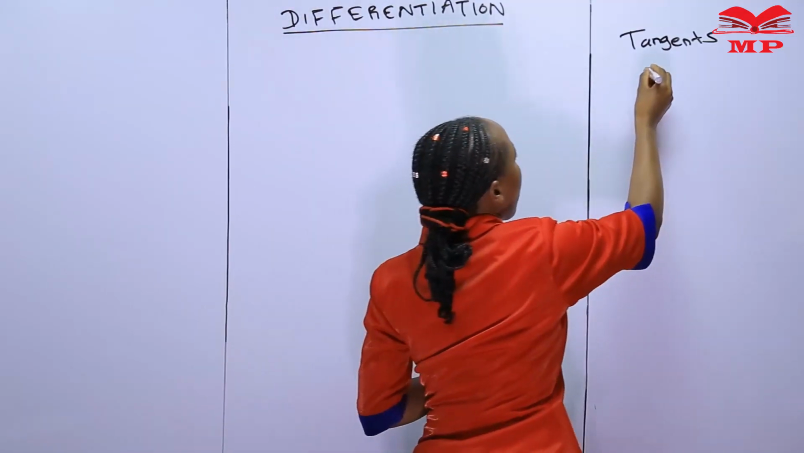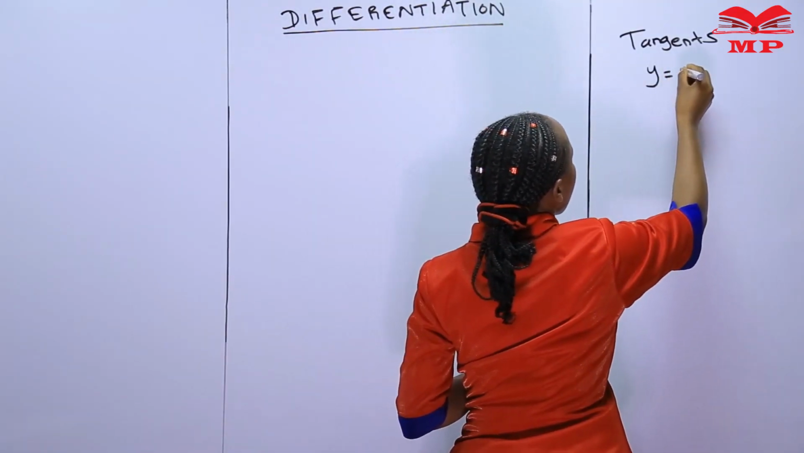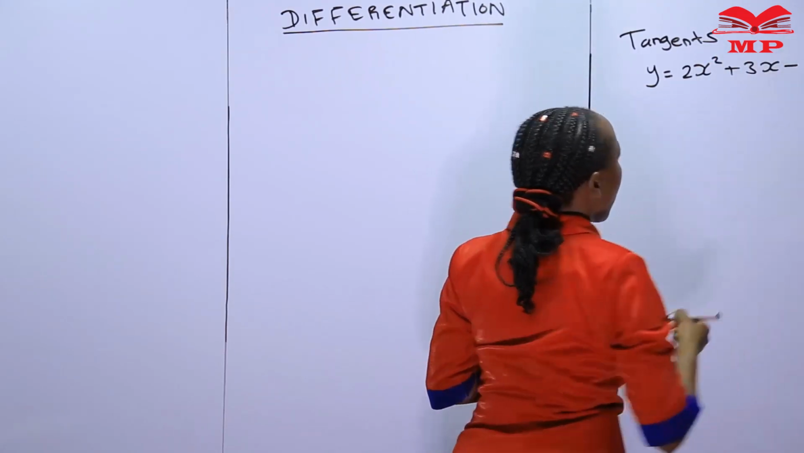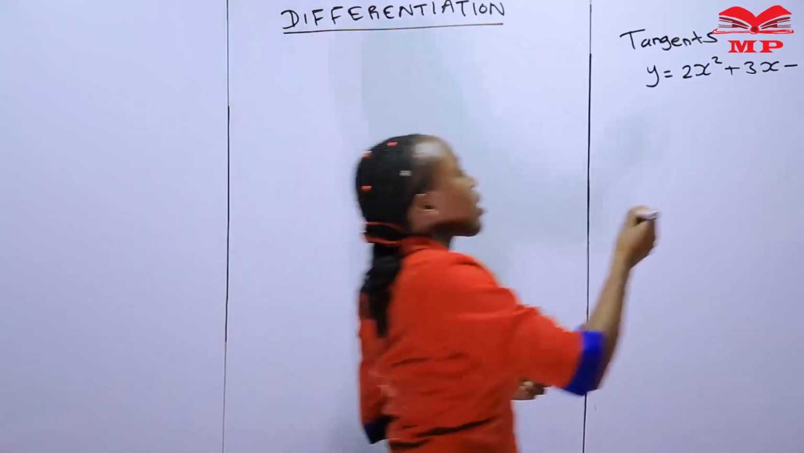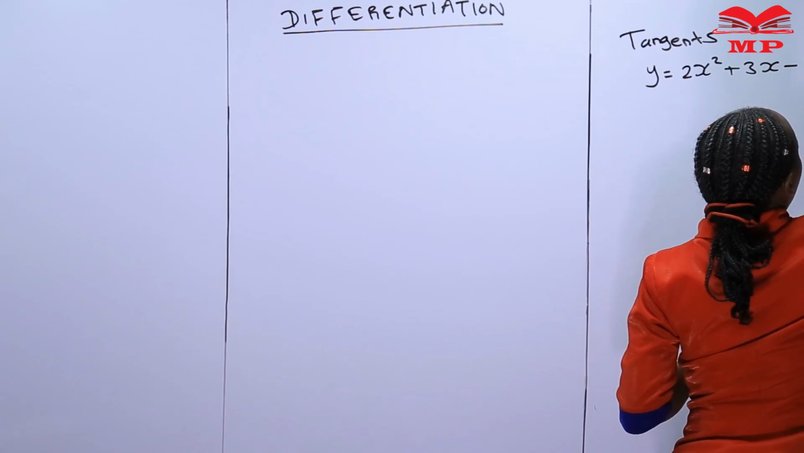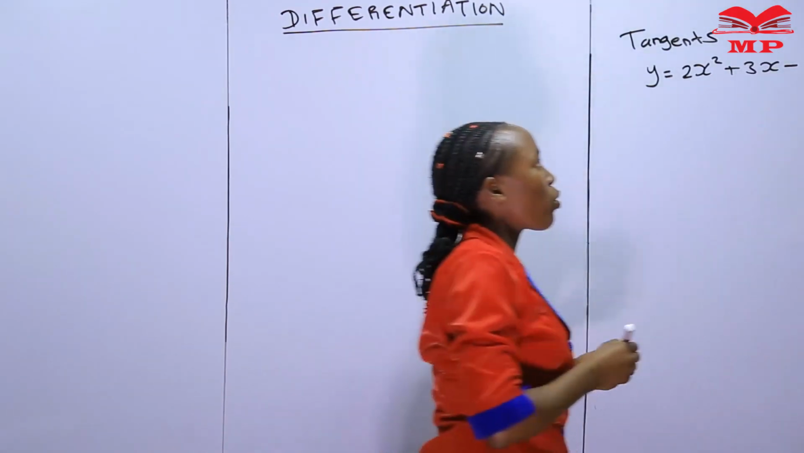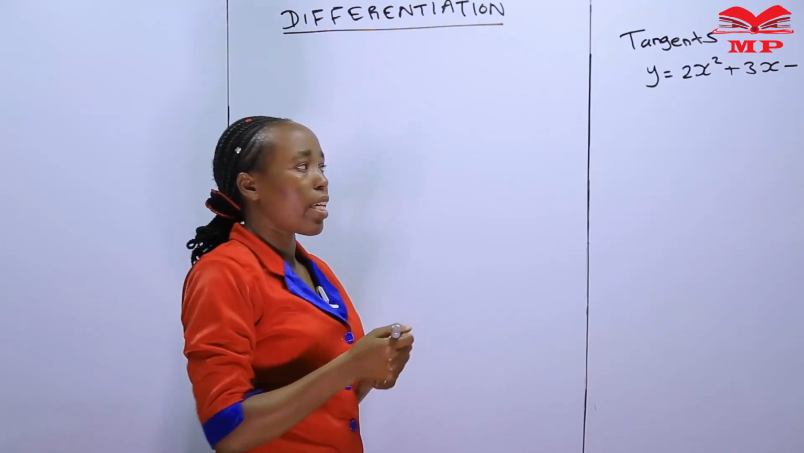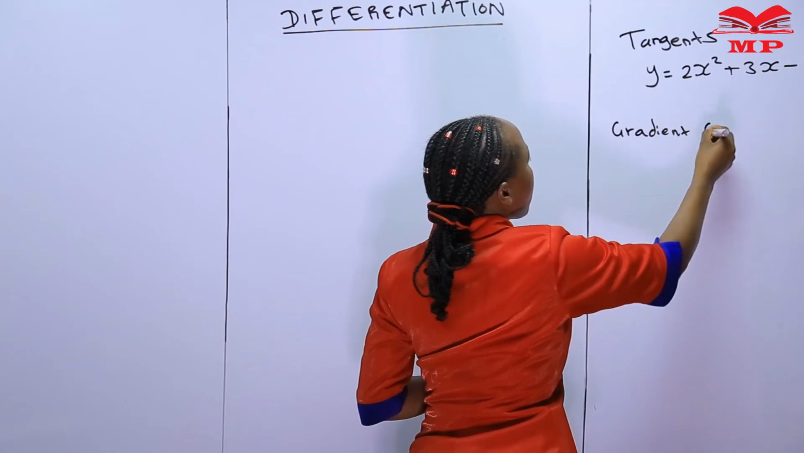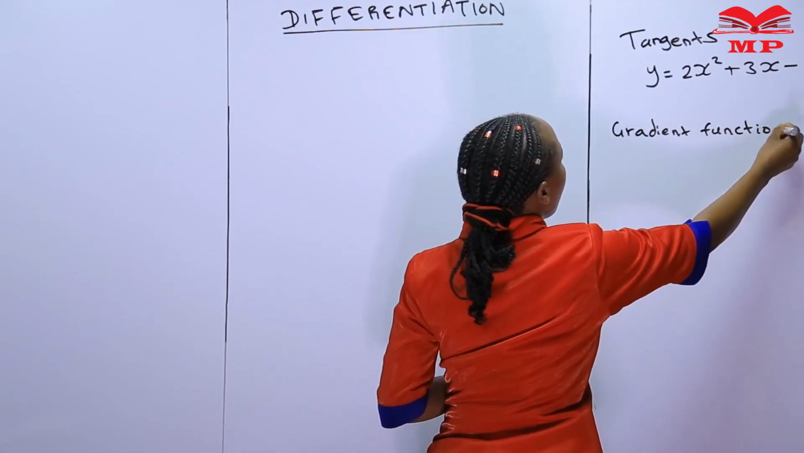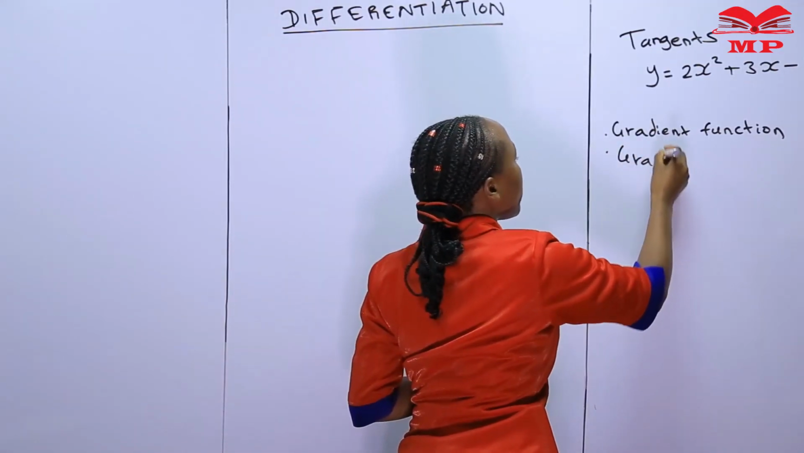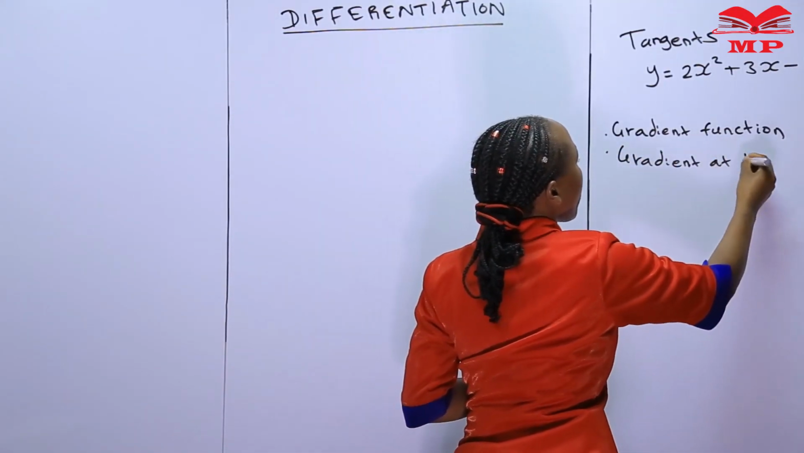When you are given the equation of a curve, for example, y is equal to 2x squared maybe plus 3x minus 1, and you have been given a certain point, let's say the point (1, -2), and you are told to find the equation of that tangent, the first thing is to get the gradient function. After finding the gradient function, find the gradient at the point given.